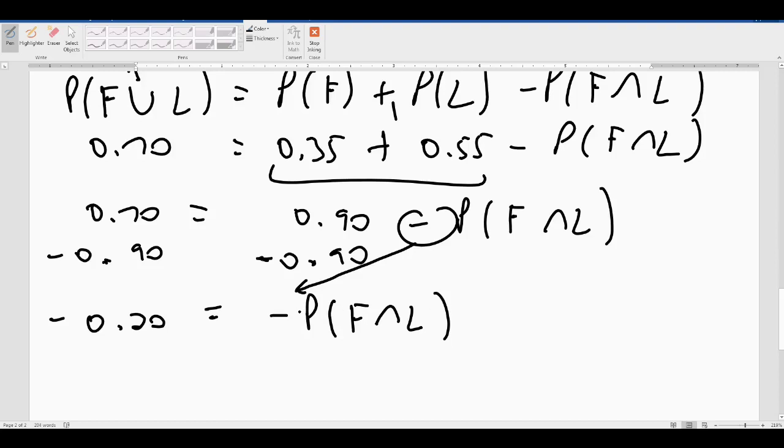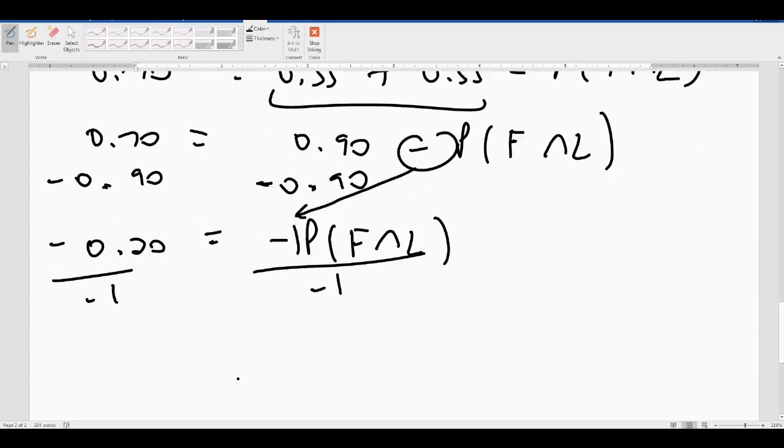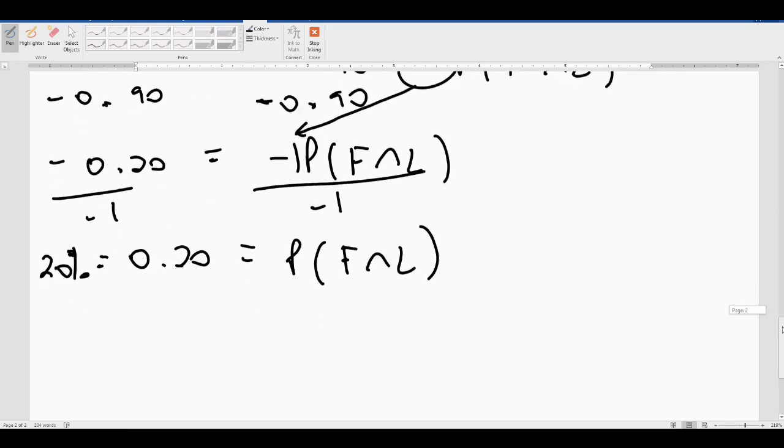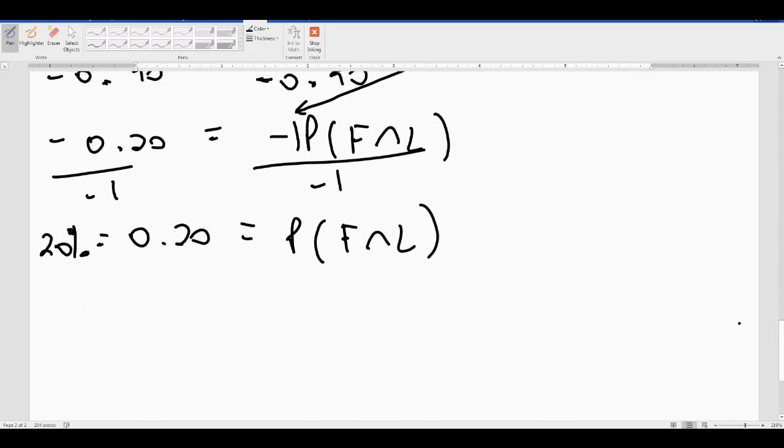Some people need to realize there's a 1 in front of that negative. So to get this by itself, we'll divide both sides by negative 1. And when you do that, the probability of improving fitness and losing weight is 0.20 or 20%. You're better off using decimals just to make sure that everything lines up as far as the probability rules go. And that's it.